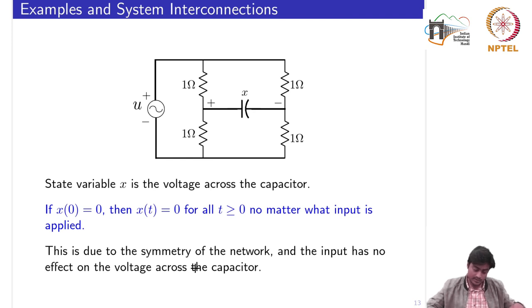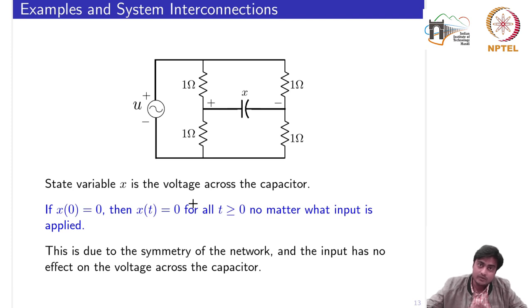So one more example we could consider here. We are given this electrical network where we see four resistors connected by this capacitor. In this electrical network we define the state variable x, which is the voltage across the capacitor. Now if x(0) is equal to 0, if the voltage across the capacitor at initial time 0 is equal to 0, then the trajectory x(t) would always remain 0 no matter what input you apply to the system.